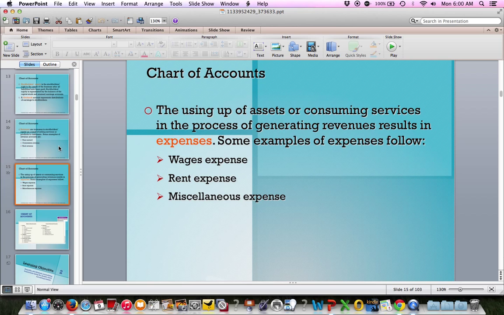And expenses then are basically either assets that are consumed, like prepaid assets or supplies, or just simply bills we have to pay as a result of generating revenues. So wages, rent, miscellaneous, advertising, insurance, taxes, the list goes on. Okay, so basically just think whenever we earn a revenue, we also incur expenses. And of course, we need to record both of those.